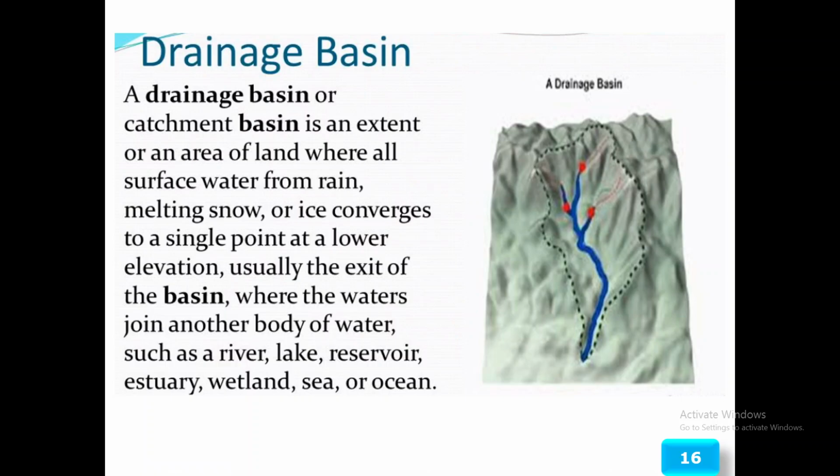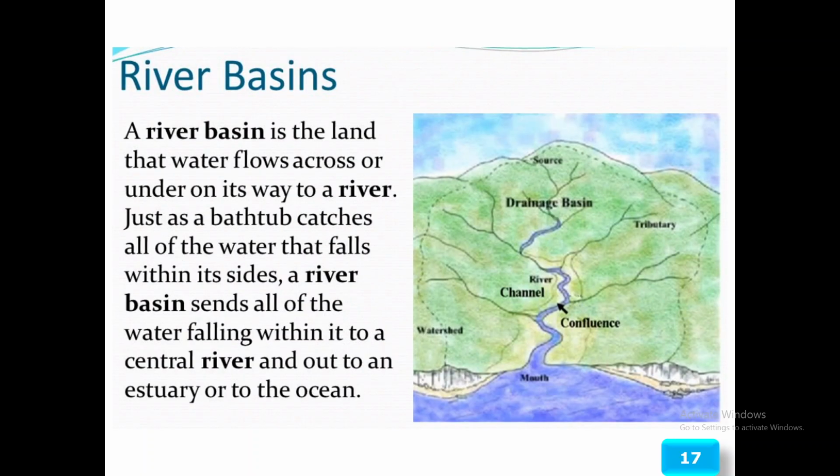The drainage basin, or we can call it a catchment basin, is an extent or area of land where all surface water from rain, melting snow or ice converges to a single point at a lower elevation, usually the exit of the basin, where the waters join another body of water such as a river, lake, reservoir, estuary, wetland, sea or ocean. So the river basin.